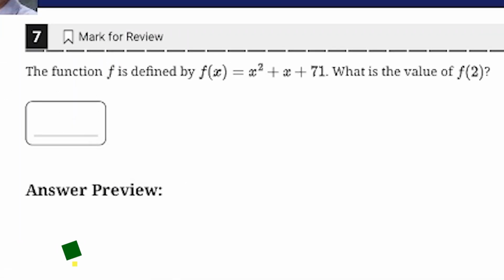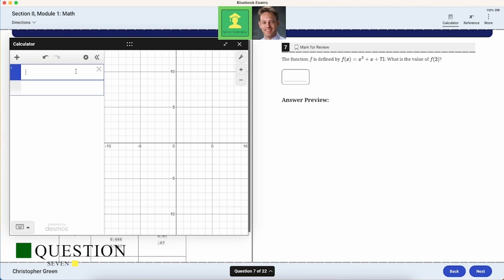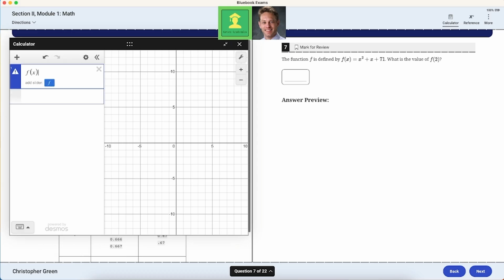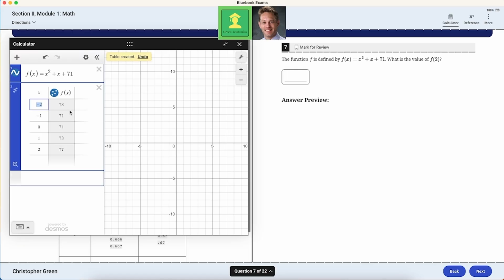Function defined by that, what is the value of f of 2? Well, you could arithmetically plug in 2, or if you wanted, you could actually make a table and insert your own value. Let's do it that way from Desmos just to show the features. So I believe if you hit the gear wheel, and then here, sure. And it automatically includes 2 in the grid of numbers. So the answer is 77.